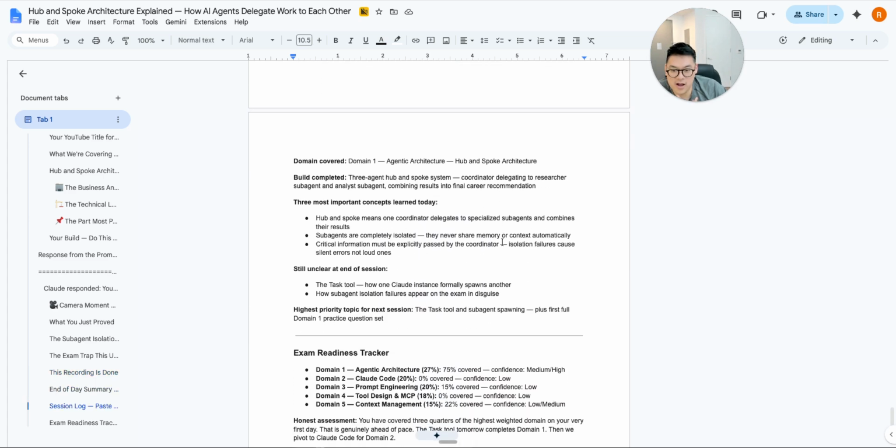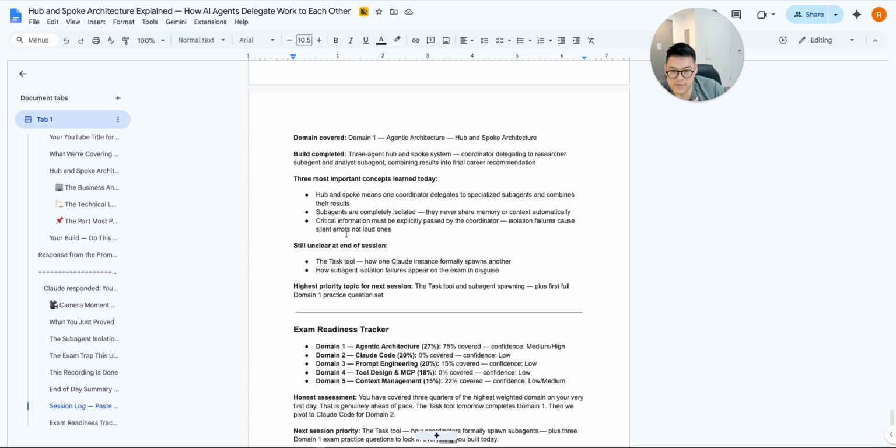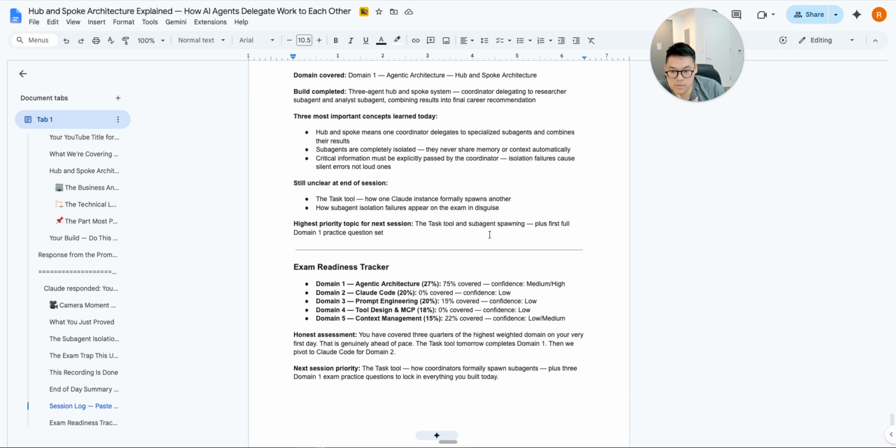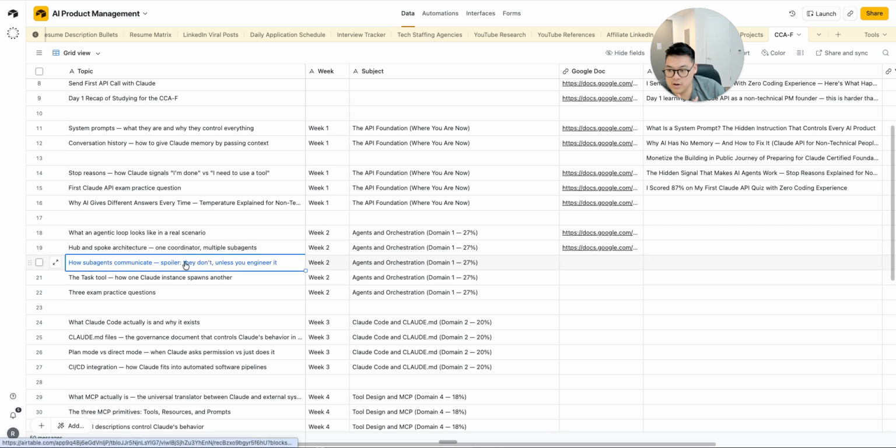Okay, this is the domain. So the next section that we're going to go ahead and get after is the architecture. So I'm going to go back over here. How sub-agents communicate. Spoiler, they don't unless you engineer it.